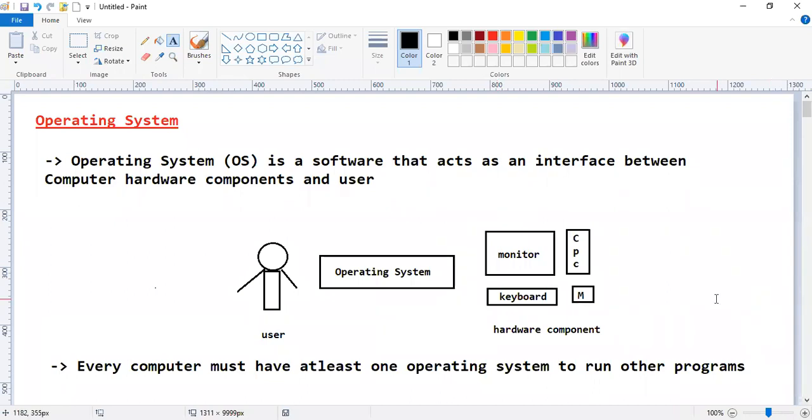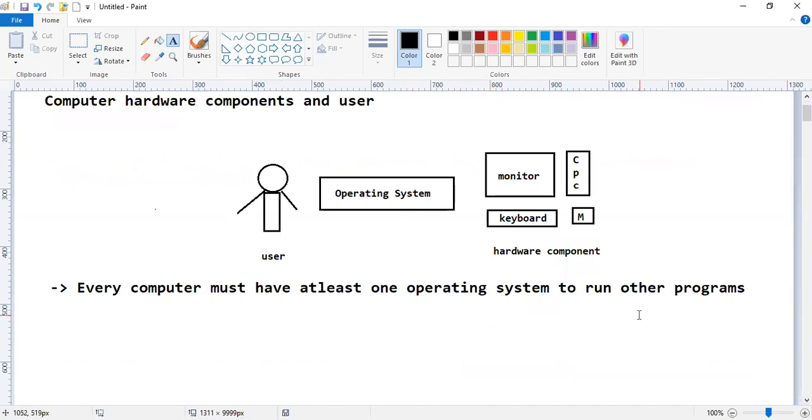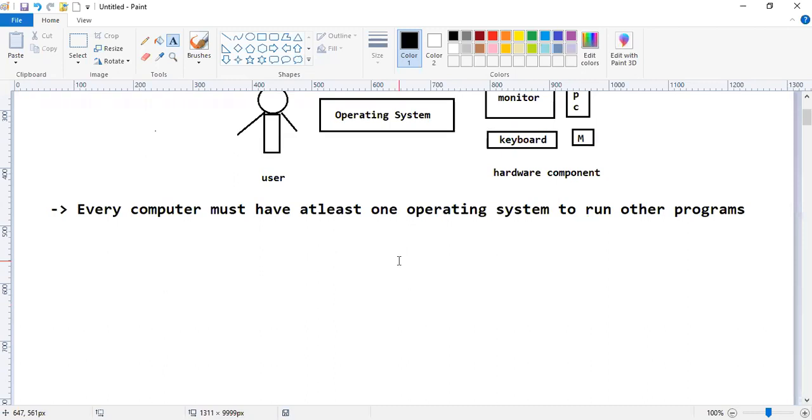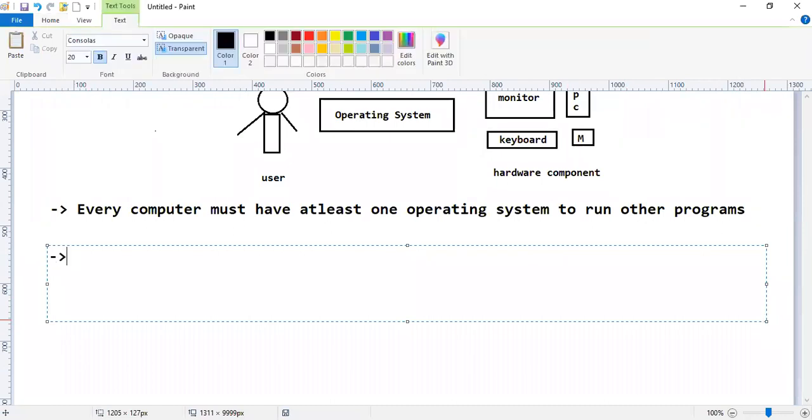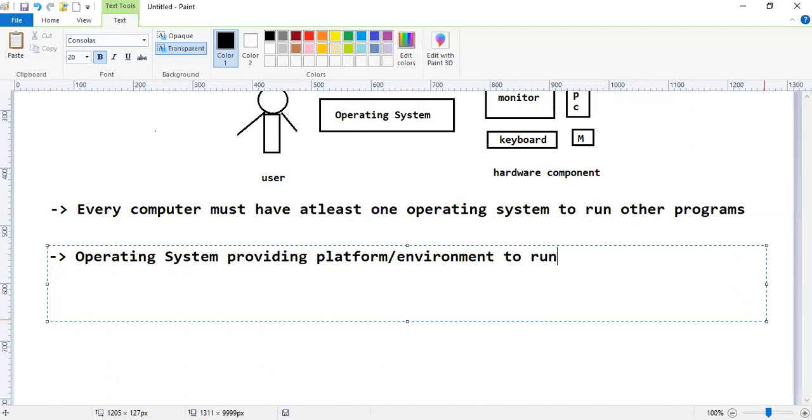How am I running those programs in my computer? I have an operating system in my computer. Every computer must have at least one operating system to run other programs. All right. The operating system will provide the platform to run other applications. What is this operating system doing in our computer? The operating system is providing a platform or environment to run our applications.